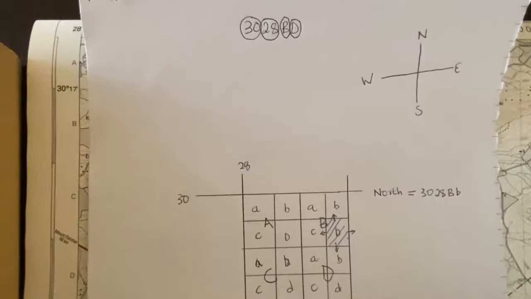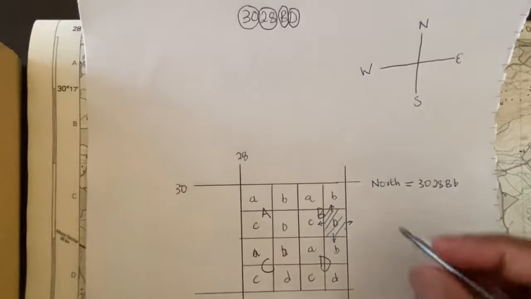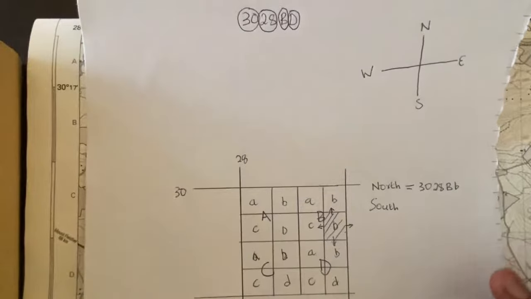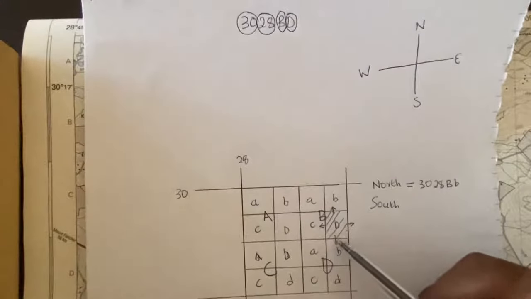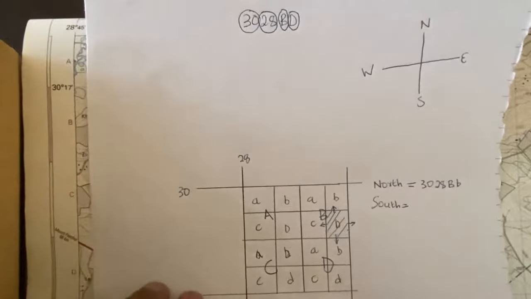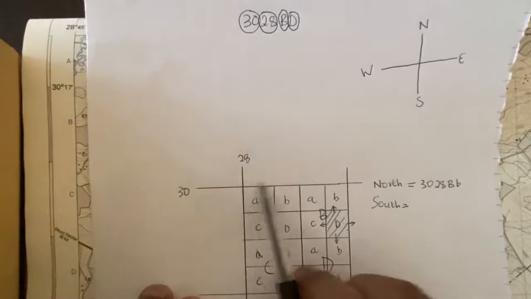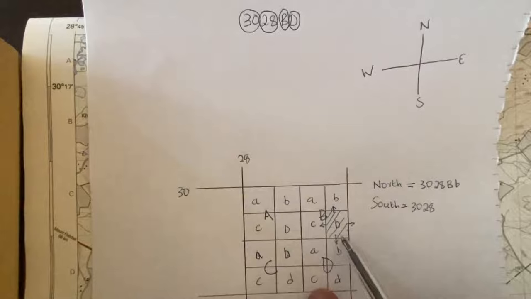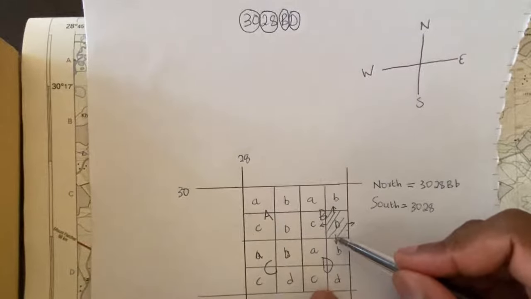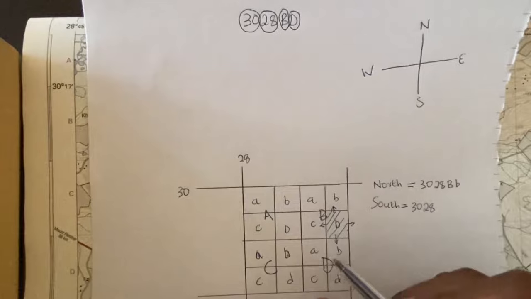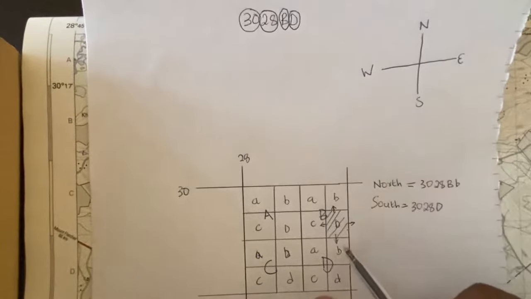What if, for interest's sake, we were looking for south? What is the reference number of Matatiele south of this map? So remember, this is south over here, or this arrow is pointing to the south. So as you see, still 30, 28, because we are still working within this reference block. This will be 30, 28. This arrow is now pointing into another block, but now what has changed is the big block. So the big block will be D, and then the small block will be B.